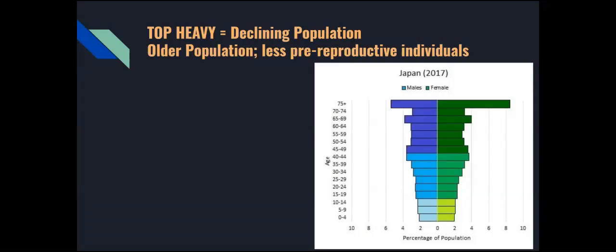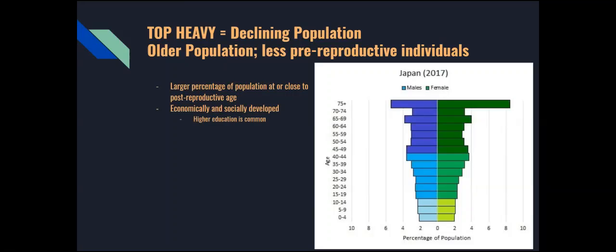Now, an interesting shape here is a top-heavy one, which actually indicates a declining population. What this shows us is that there's more older people who are past the reproductive years, and there's less people in the pre-reproductive group. What this means is in the next few years, the older population will die out, and since there's not as many young people, there won't be as many people reproducing, less offspring in the future, and their population is going to go down. There will be more people dying than there are being born.